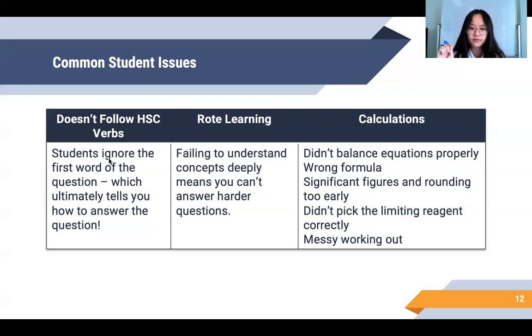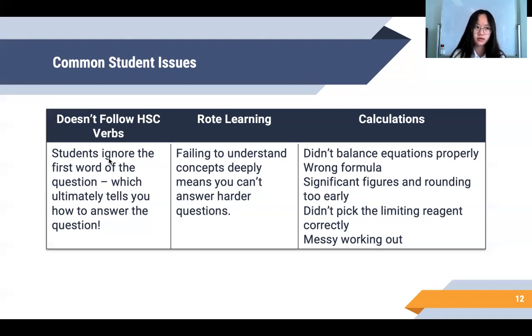You have to know the most efficient way to balance equations as possible, because in an exam, you don't want to waste time rubbing out your coefficients. And calculations. There are so many things that can go wrong when you're doing calculations. So just to list out some common student errors, they didn't balance the equation properly. They picked the wrong formula, wrong significant figures, and rounding too early.